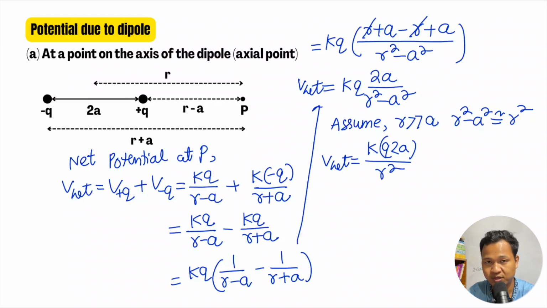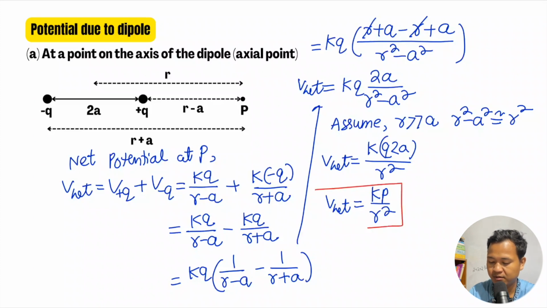Q into 2a, that is the dipole moment. So therefore V net is equal to k into p divided by r square. Okay, so that is the formula. At the axial point, it is kp by r square.